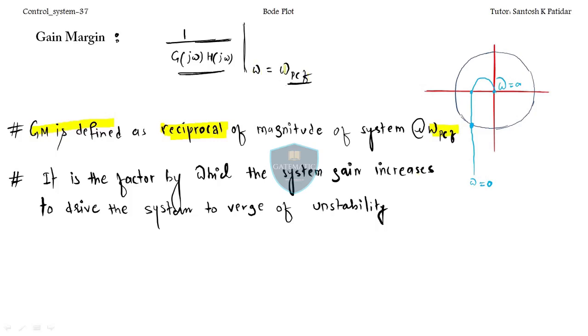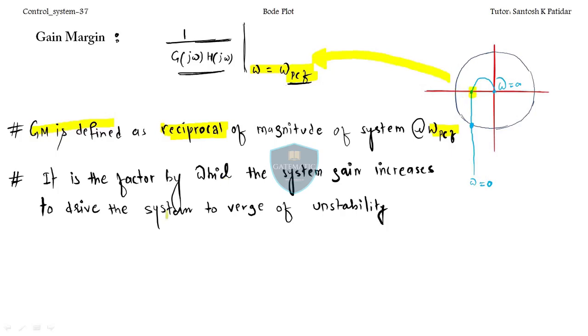This point is very important. Magnitude at omega PCF. Where is the omega PCF we have seen? Here is the omega PCF, isn't it? So at the omega PCF, the phase crossover frequency, the frequency where your plot is cutting the minus 180 degrees, whatever the magnitude is over here, you will take the reciprocal of that magnitude, and that will be your gain margin, isn't it?